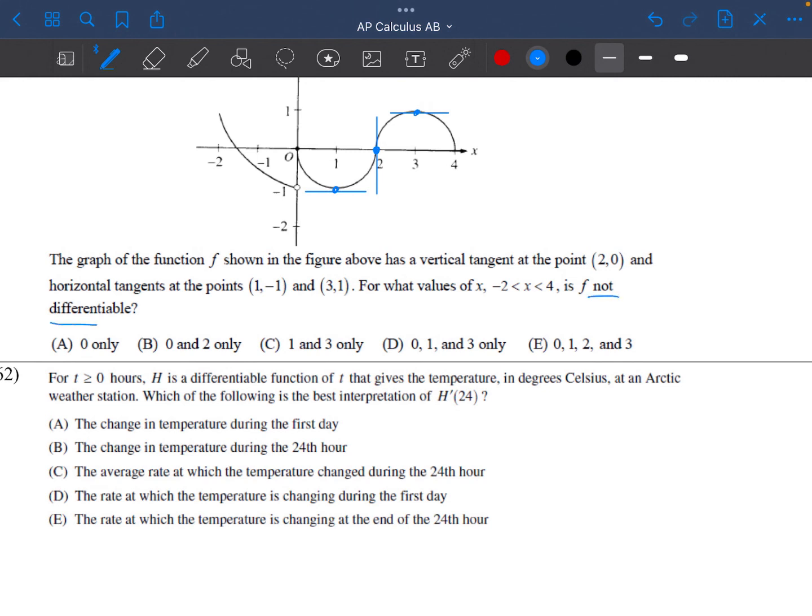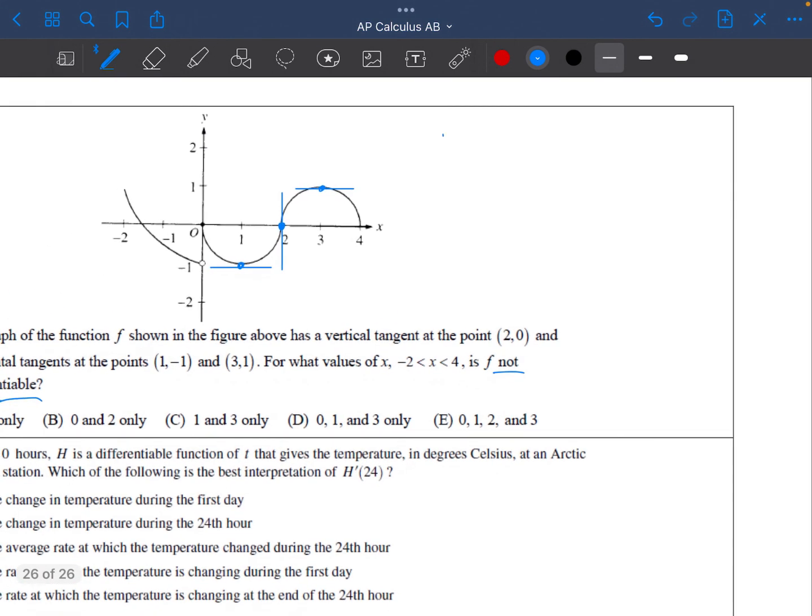Not differentiable. And I've put that definition at the beginning of the packet, but I'm going to give it again right now. You're not differentiable for the following 3 things. 1, you have sharp corners. 2, you have vertical tangents. And it told us that we have a vertical tangent over here at 2, so that's kind of a giveaway. And then 3, any sort of discontinuities.